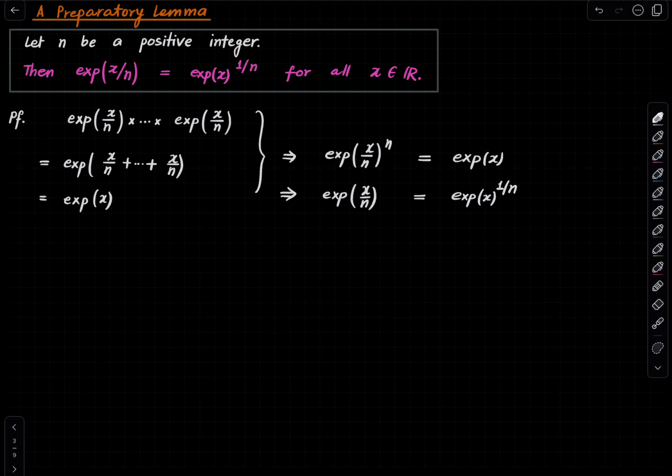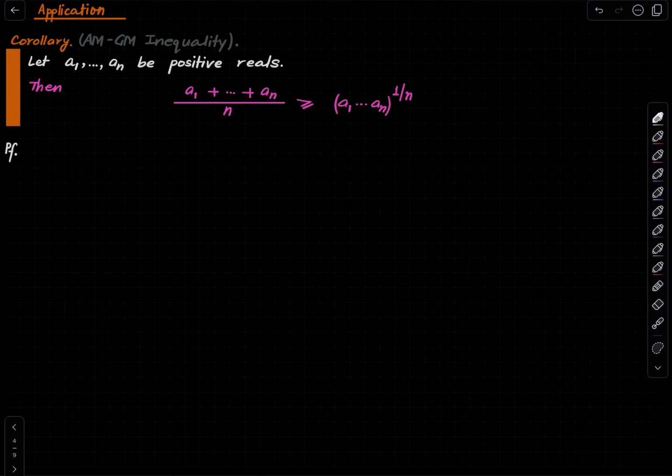Very simple. All right, so now let's get to the arithmetic geometric mean inequality. So suppose we have positive reals a1 up to an, then we claim this inequality happens. The left side is called the arithmetic mean and the right side is called the geometric mean. Since these are positive numbers, we can take the nth root of the product. Suppose n were an even number and this happened to be a negative number, then this wouldn't be well defined, but we have taken everything to be positive, so everything is well defined.